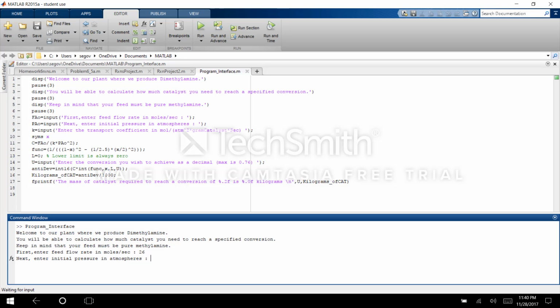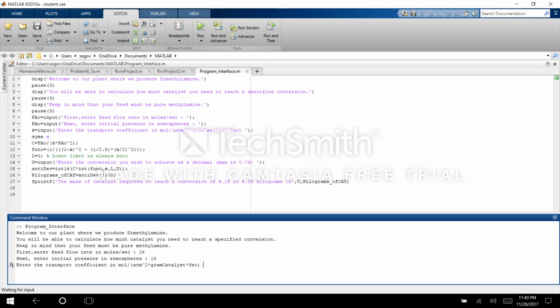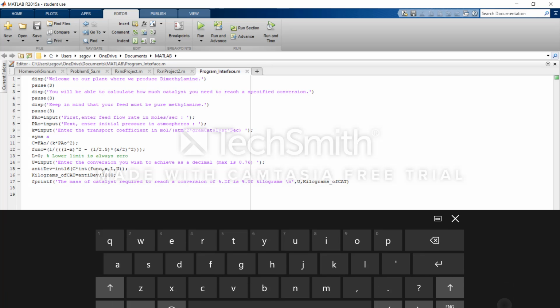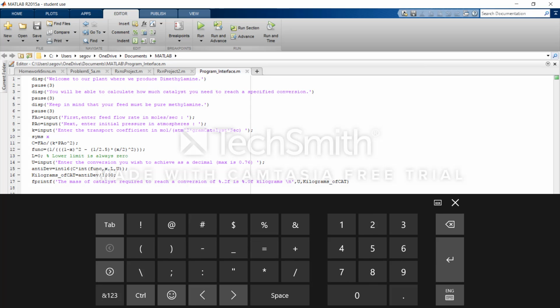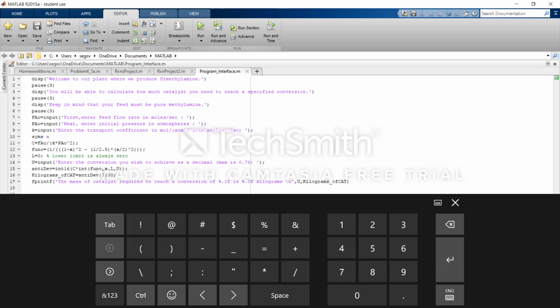initial pressure in atmospheres. So we're going to go ahead and put 18, because that is a number given in the problem. And now it asks us to input the transport coefficient using the rate law. We ask for this because it can change according to temperature. So we're going to go ahead and use the one that's given in the problem, which is 4.25 times 10 to the negative 6.